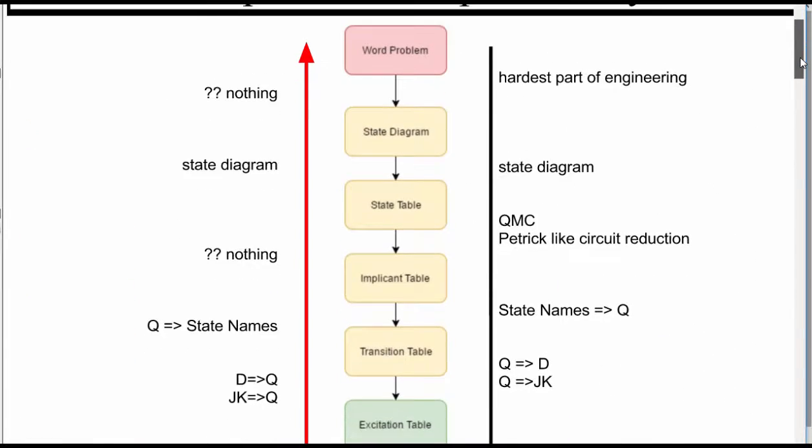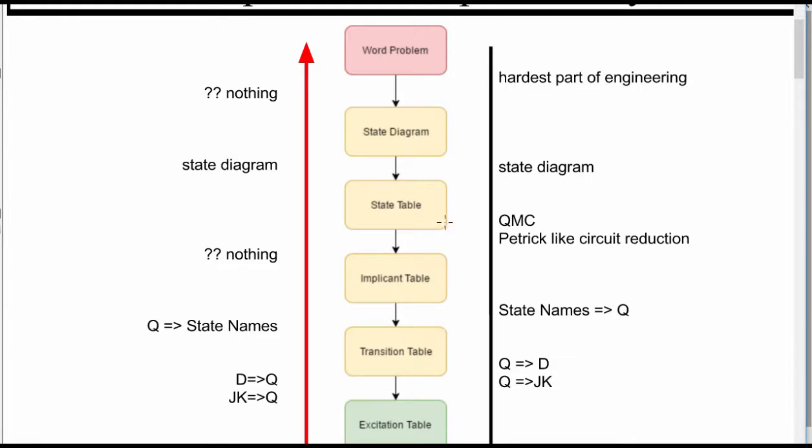So summarizing, the hardest part is going from the word problem to the state diagram. Half your first homework assignment is going to be that. Just that. The only advice I have for you is look for patterns. Then once you get a state diagram, then you can create a state table.